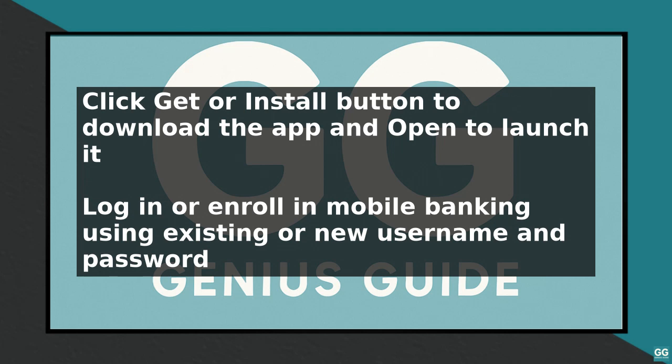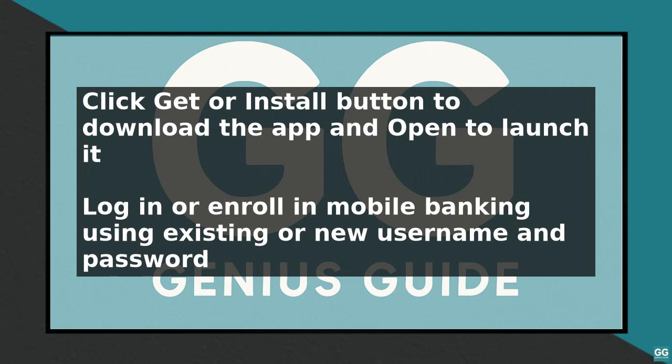If you are an existing Fifth Third Bank customer, you can log in using your existing online banking username and password. If you are not an existing customer, you can enroll in mobile banking by selecting the Enroll Now option and following the prompts to create a new username and password.